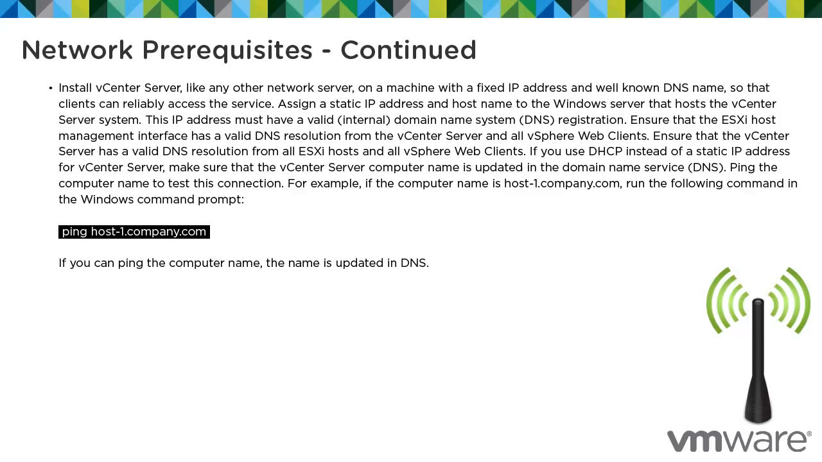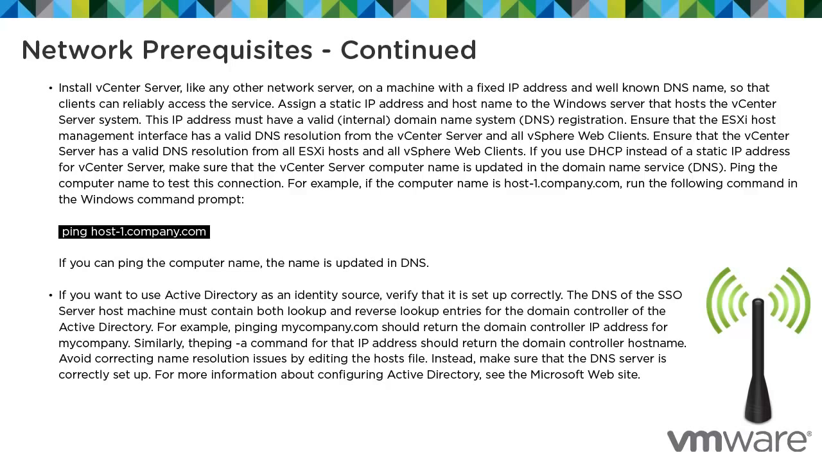If you use DHCP instead of a static IP address for vCenter Server, make sure that the vCenter Server computer name is updated in the domain name service. Ping that computer name to test this connection. For example, if the computer name is host1.company.com, run the following command in the Windows command prompt. If you can ping the computer name, the name is updated in DNS.